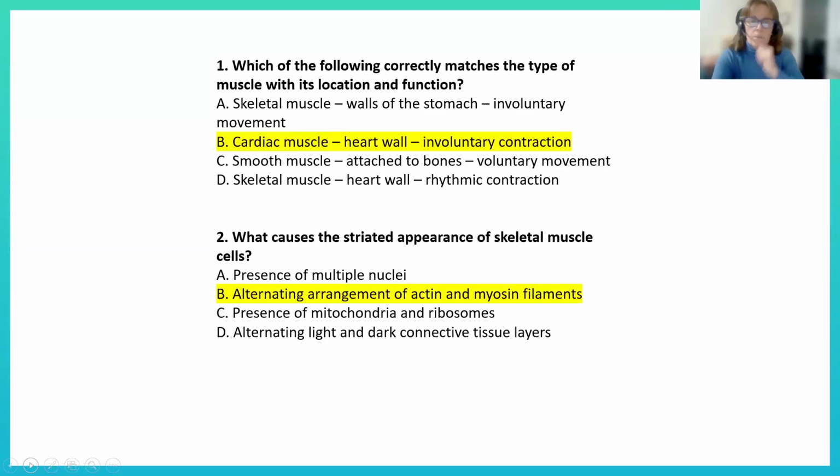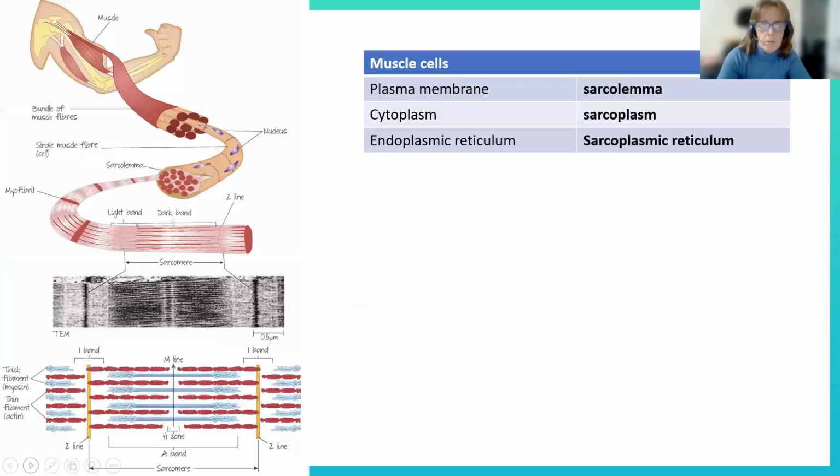Fab. So the correct answer there is cardiac muscle, which makes up the heart wall, and that can contract involuntarily, because obviously if we had to think about our heart contracting, we'd die in our sleep, because we wouldn't be able to think about it. And the alternate arrangement of those two types of filaments, actin and myosin, gives it the stripy appearance there. The muscle cells, not that it's particularly important now, but we'll talk about them later.